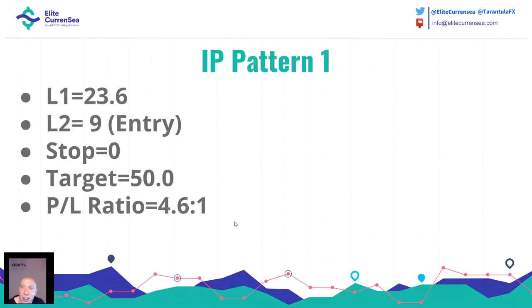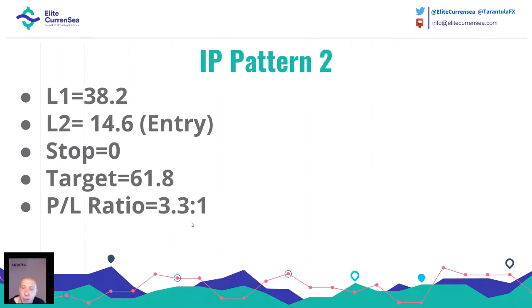IP pattern 2 is price retraces to 38.2, then it goes to 14.6. That is your entry. Stop is 0. 61.8 is target. Profit to loss is 3.3 to 1. This is how it looks on the chart. So we need to find the retracement that goes to 38.2, then rejects. Guys, this is counter trend trading. Have in mind, this is not trend trading, it is counter trend trading.